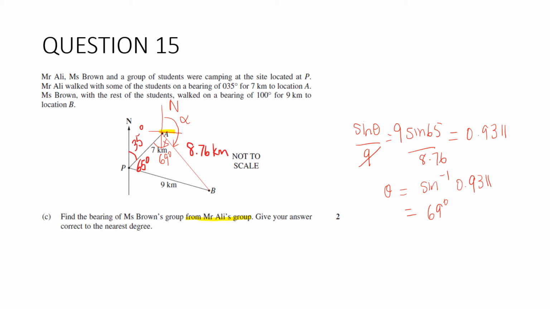Now, it's getting a bit cluttered in there, so I'm going to redraw this diagram. I've got that angle there and that one there. We know that this whole thing is 69 degrees. We want that angle there. We need to work out this one.